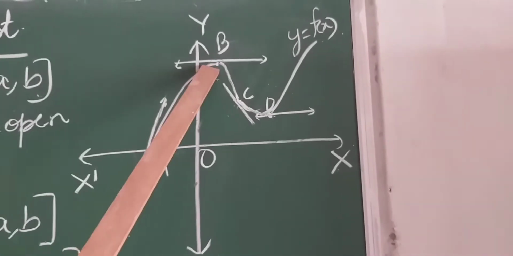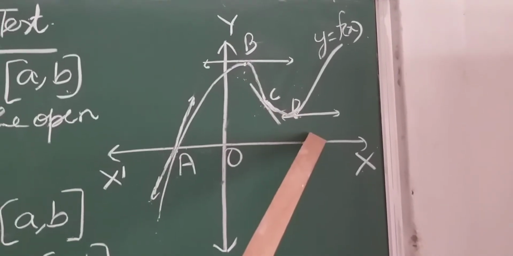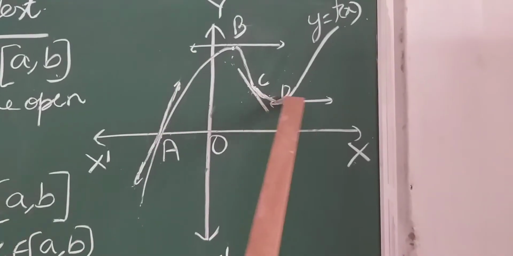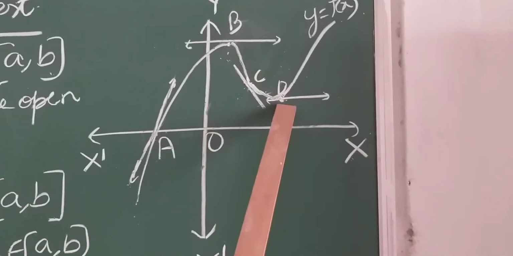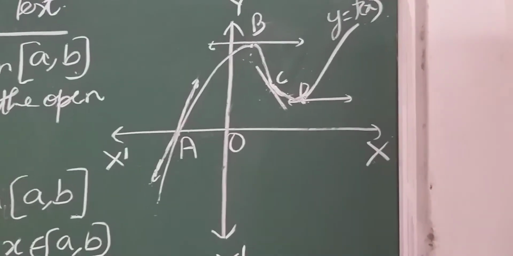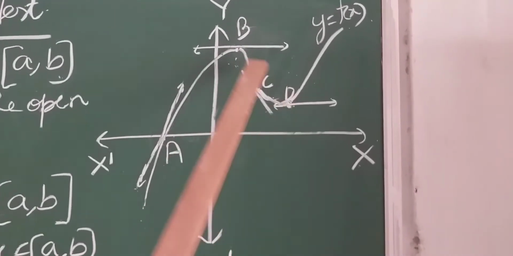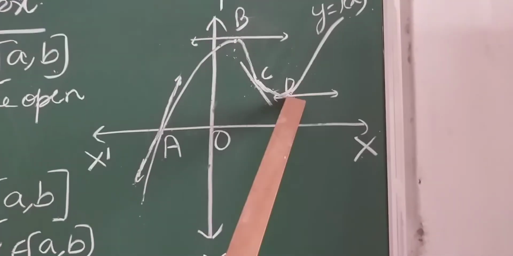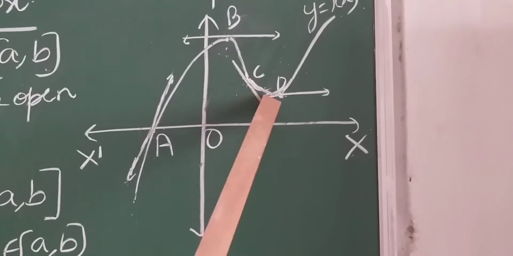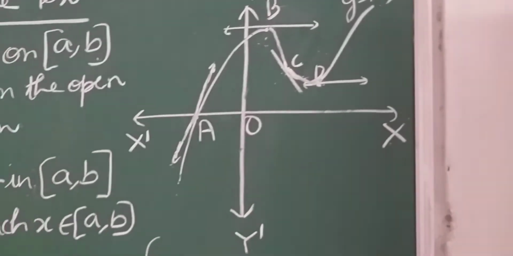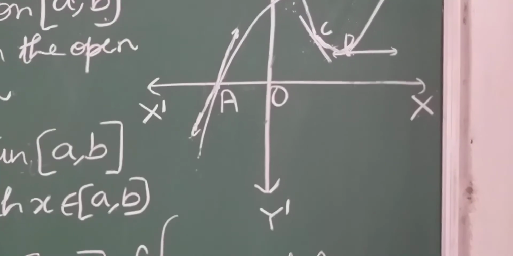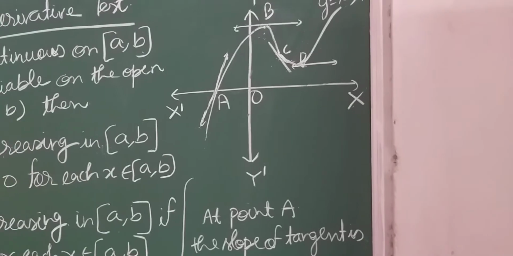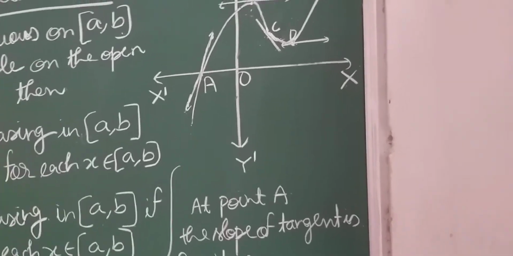Now students, you can see points B and D. At B and D, the tangents are parallel to the x-axis, meaning their slope is 0. Then it is a constant function. It is neither increasing nor decreasing, students. Okay, so with the help of the graph we can easily find out whether the function is increasing or decreasing, or it is constant.